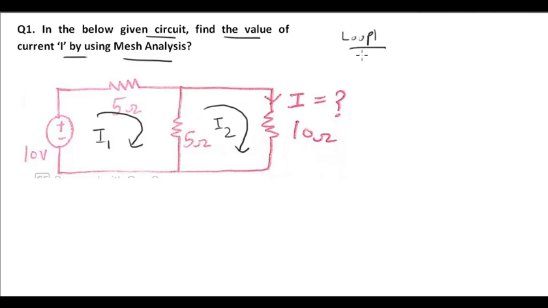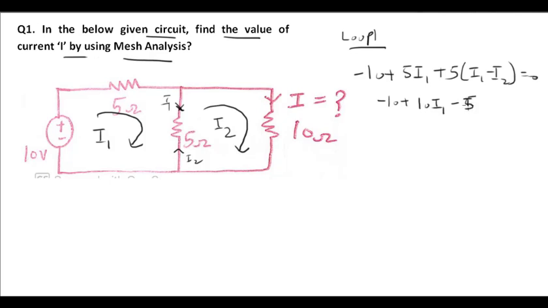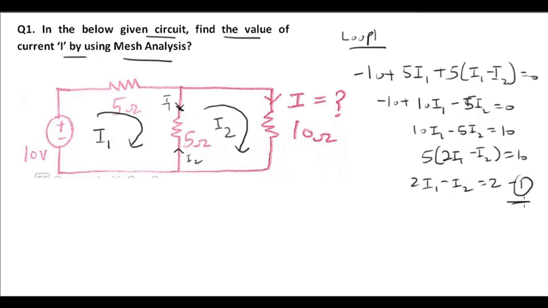Now I am applying KVL in loop 1: minus 10 plus 5 I1 plus 5. Now in this, I1 is going like this and I2 is going like this. Therefore I will write 5 times I1 minus I2 is equal to 0. Now I can write minus 10 plus 5 I1 plus 5 I1 is 10 I1 minus 5 I2 is equal to 0. Okay, then 10 I1 minus 5 I2 is equal to 10. Now taking 5 as common, 2 I1 minus I2 is equal to 2. This is our first equation we get from loop 1.